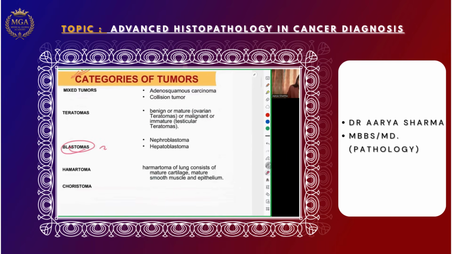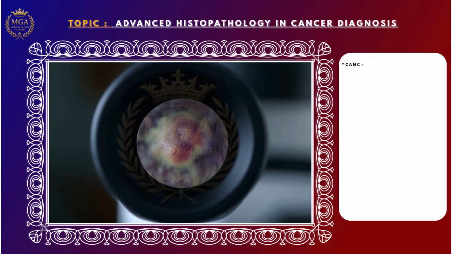Then you have the blastomas like nephroblastoma and hepatoblastoma, related to your kidney and related to your liver.